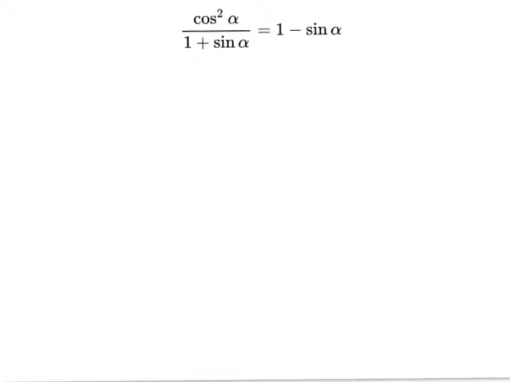All right, cosine squared alpha over 1 plus sine alpha equals 1 minus sine alpha. The fraction side is the more complicated one. What I'm going to do is use my Pythagorean identity, and write cosine squared alpha as 1 minus sine squared alpha. Notice we're using that one quite a bit. It comes up pretty frequently.